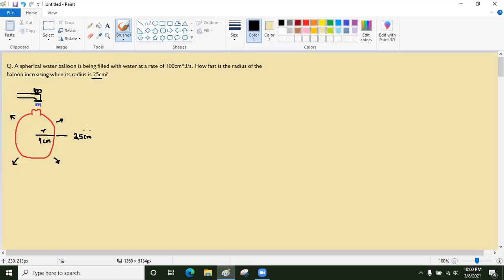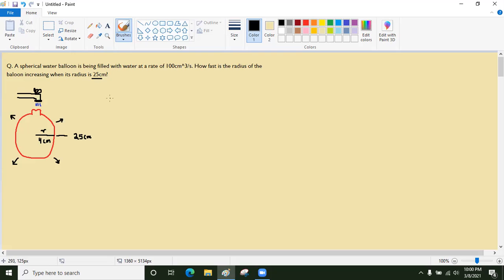You can think of it more contextually as, let's say, a car is driving down the road, and when it reached this particular distance, how fast was it going? That's essentially the same idea that we're applying here. So in other words, we are trying to find the rate of change of the radius at a particular point in time. And that particular point in time is identified by when the radius was 25 centimeters.